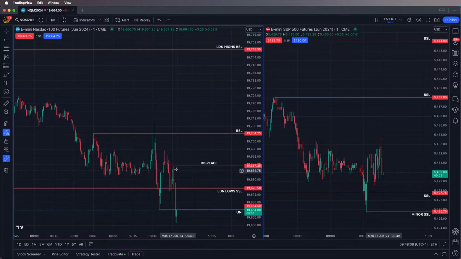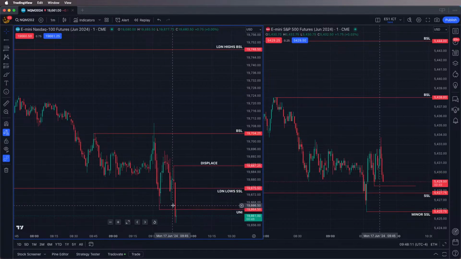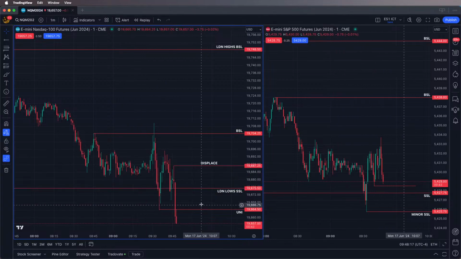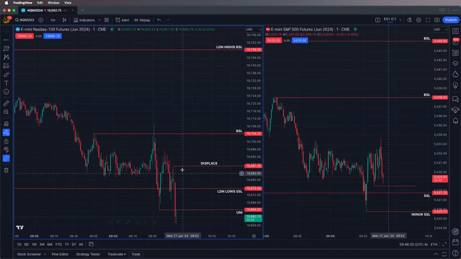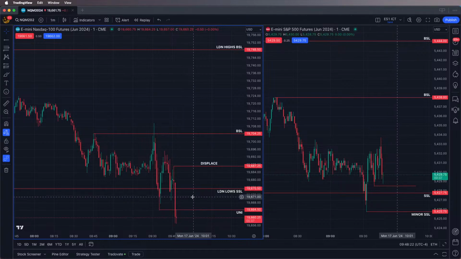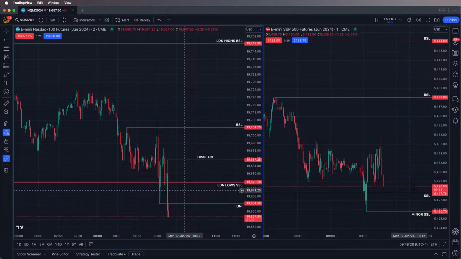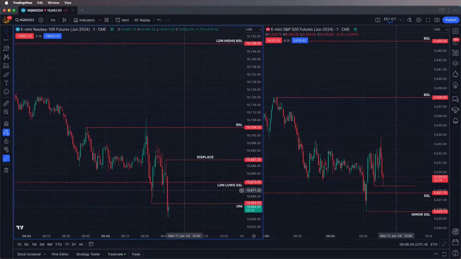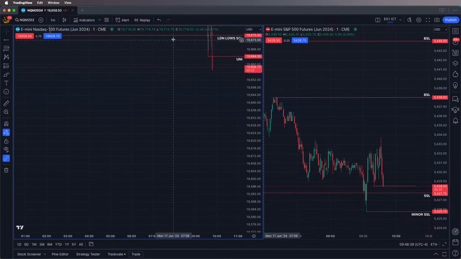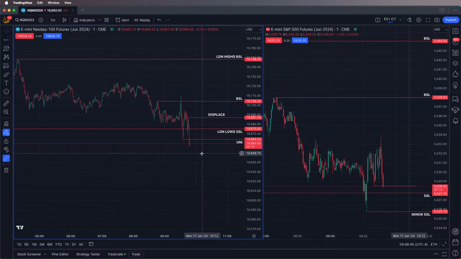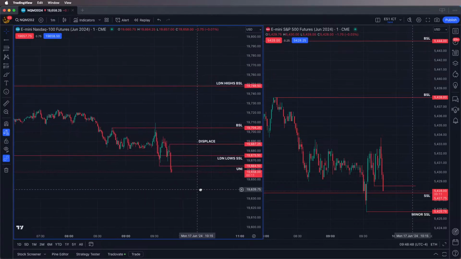Alright, so very simple. Obviously price came down and swept that minor sell side liquidity on a lower time frame, which is creating a unicorn setup only if price then comes back up, and I want to see it displace higher as of now. So inside of this macro, I'm currently looking for longs. There is equal lows, and it would be nice to target equal lows. So if we don't get a setup to go long, then we also bear in mind we have these equal lows down here as well. But as of now, I want to see a displacement higher, and then we can target London highs.